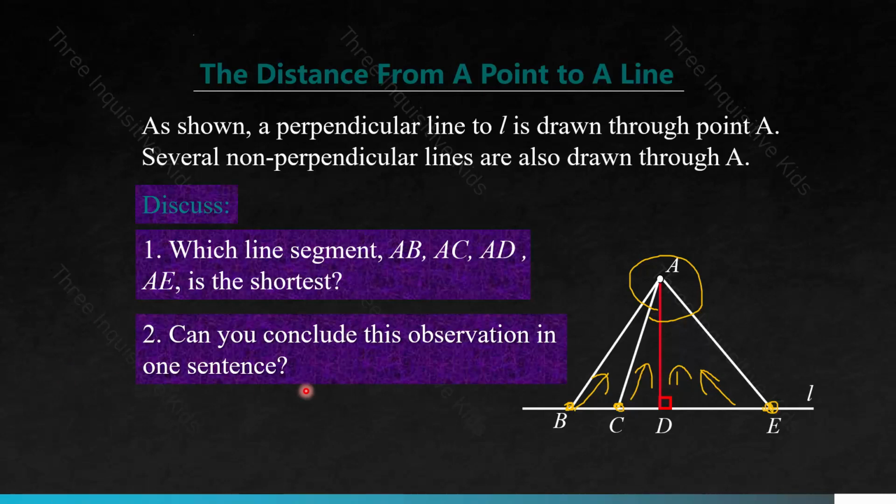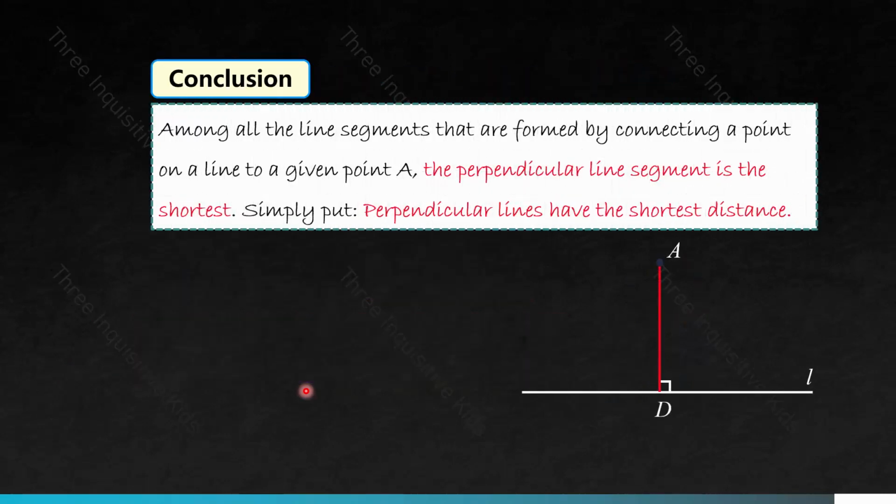Therefore, the observation is that among all the line segments that are formed by connecting a point on a given line to a given point A, the perpendicular line segment is always the shortest. Simply put, perpendicular lines have the shortest distance.